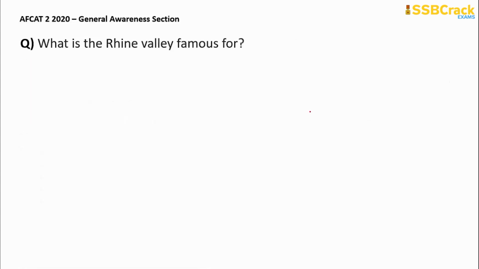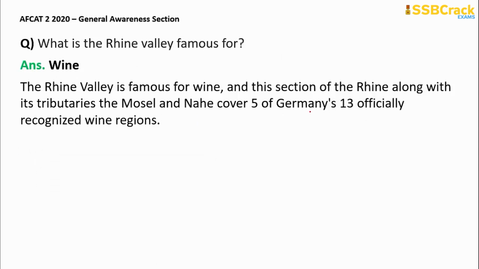Next question, what is the Rhine Valley famous for? So it is famous for wine. The section of the Rhine along with the tributaries Moselle and Nahe cover 5 of Germany's 13 officially recognized wine regions.